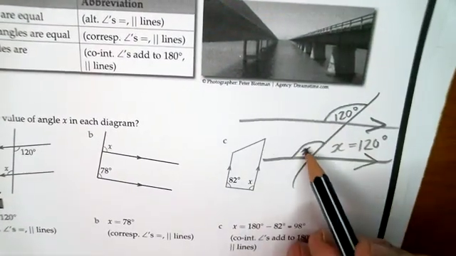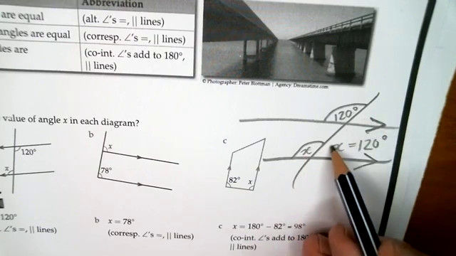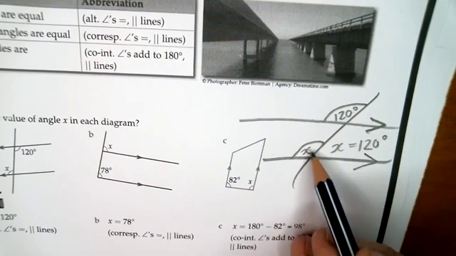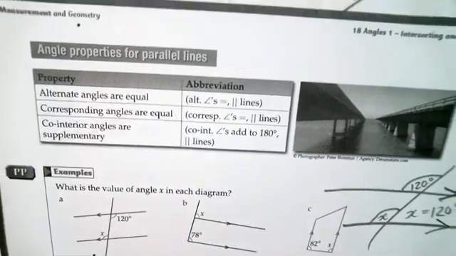So corresponding can be on the same side. As long as it's the same side, it doesn't matter if they're both on the other side, or both on this side, they're still corresponding angles. All right, hopefully that makes sense.